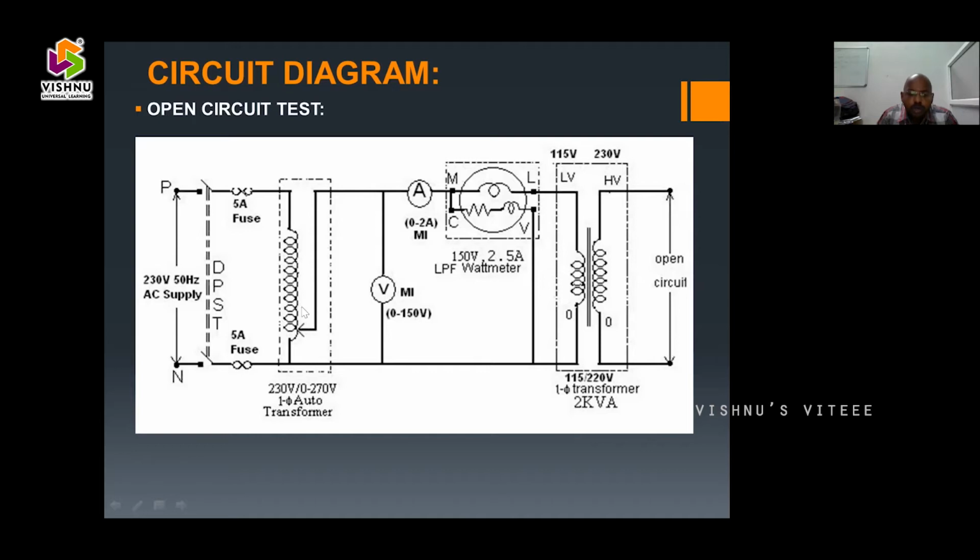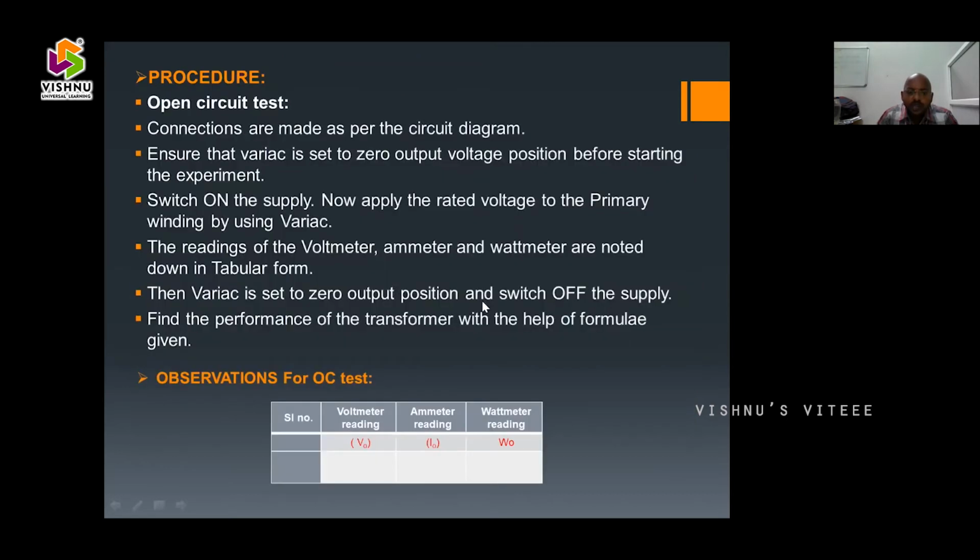Vary the pointer from minimum position to maximum position, and observe the voltage across the voltmeter. 115 volts is the rated voltage of the transformer. After getting 115 volts, note down the voltmeter, ammeter, and wattmeter readings in the tabular column, and then set the variac to zero output position and switch off the power supply.